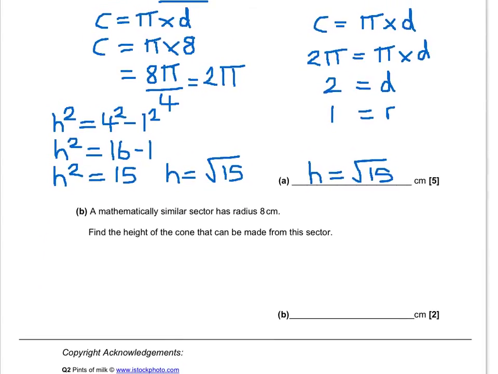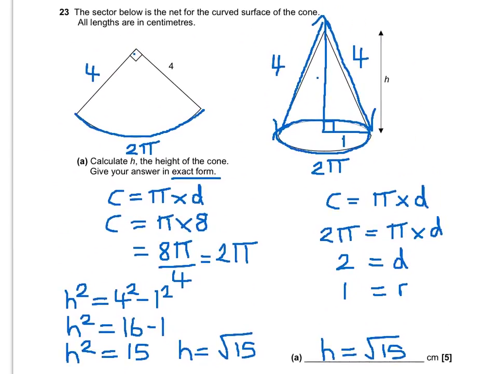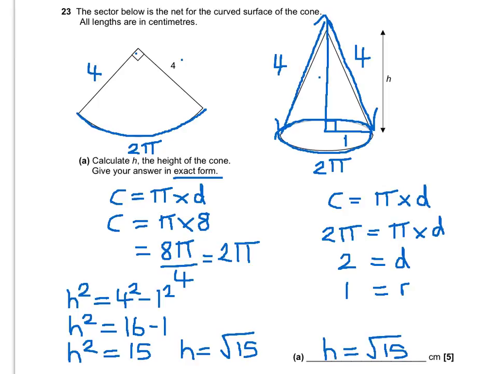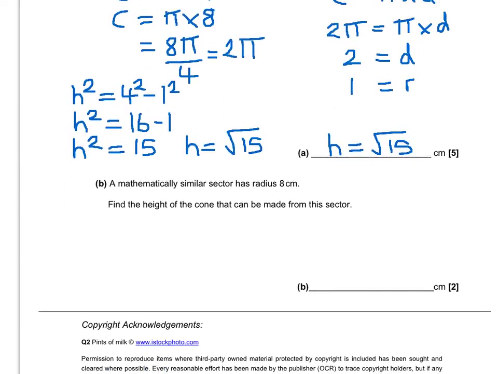Part B, a mathematically similar sector has a radius of 8 centimetres. Find the height of the cone that can be made from this sector. So the radius originally was 4, so if it's got a radius of 8, it's been doubled. So the scale factor is 2, so it's twice the size. And because they're lengths, that means that the height would just be twice the size. So 2 lots of root 15 would just be written as 2 root 15.